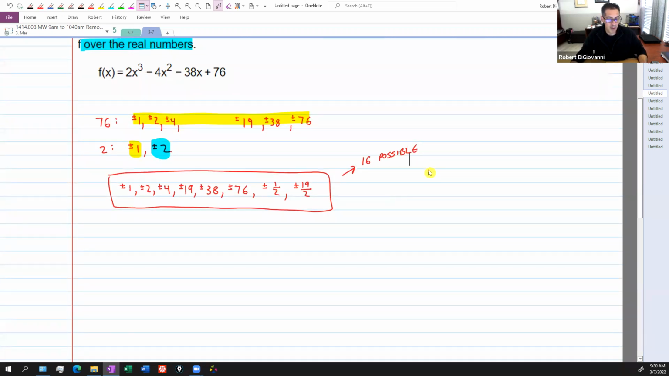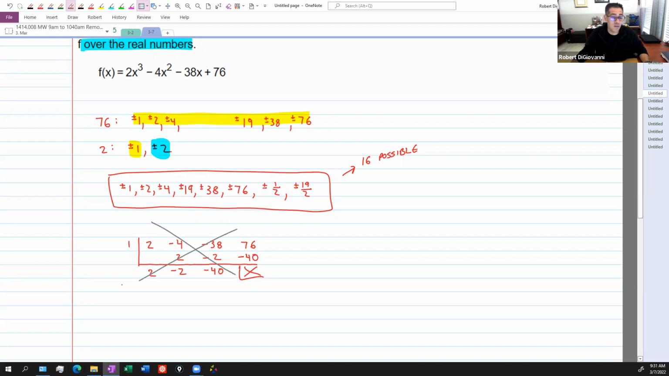So now we have the pleasure of doing synthetic division with these to see if we can get a remainder of 0. So we put in here 2, -4, -38, 76. And I'm going to do one of them. Let's see if it works. I'm going to start with 1 and try this. So 2 comes down, 2 times 1 is 2, come down -2, that's -2. It's -40, that's -40, and that is not 0. So it didn't work. Oops. Sorry about that. That didn't work.